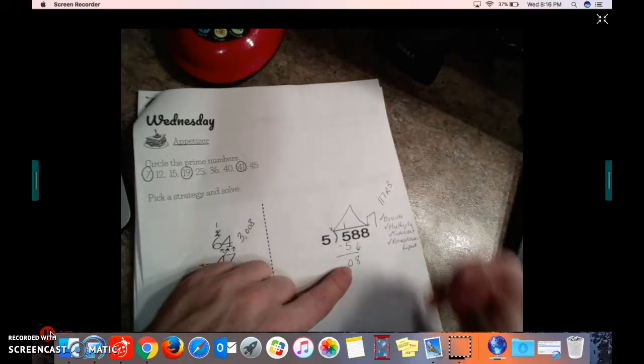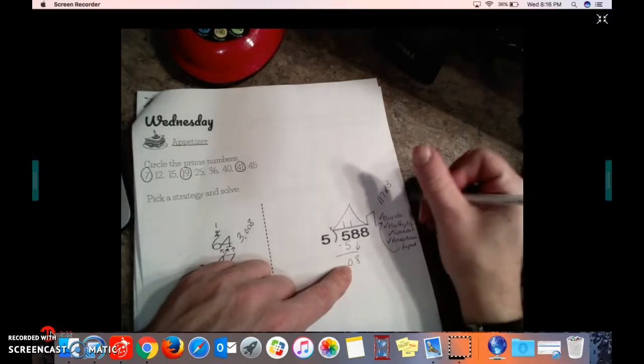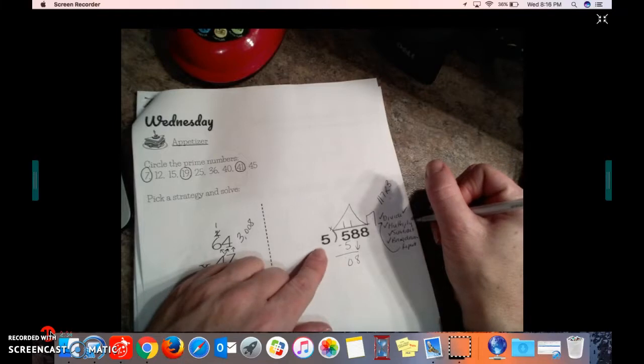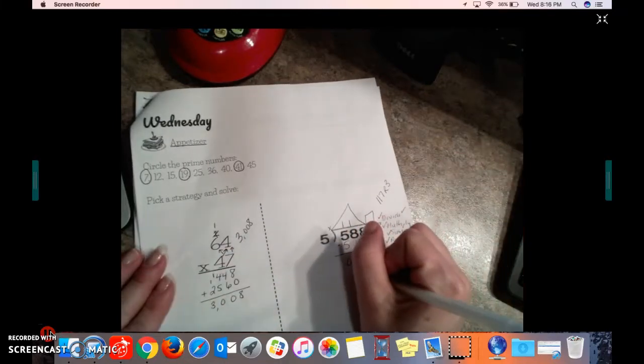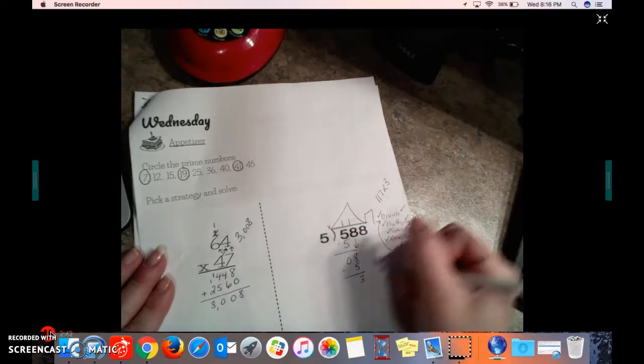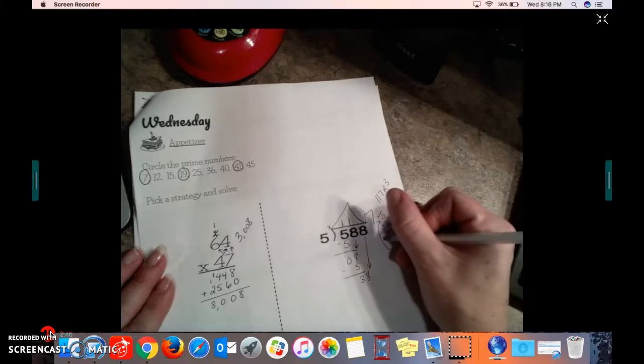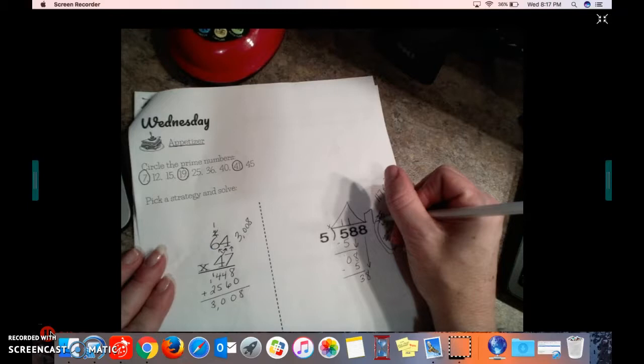5 will go into 8 one time. Answer goes in the attic because I'm back to the top with the repeat. So divide. Now I'm ready to multiply. 5 times 1 is 5. I'm going to subtract. 8 minus 5 is 3. I'm going to bring down my last 8. And then I'm going to repeat one final time.